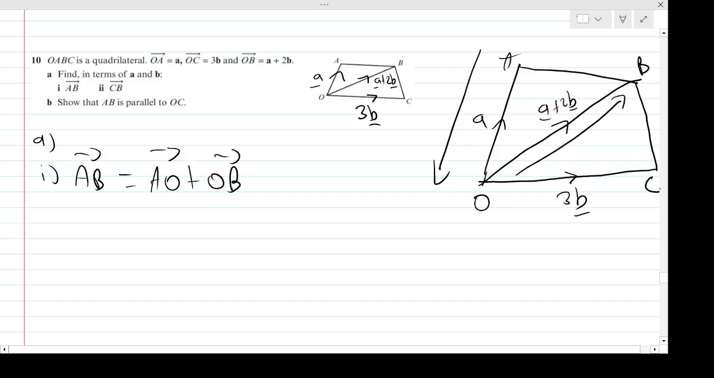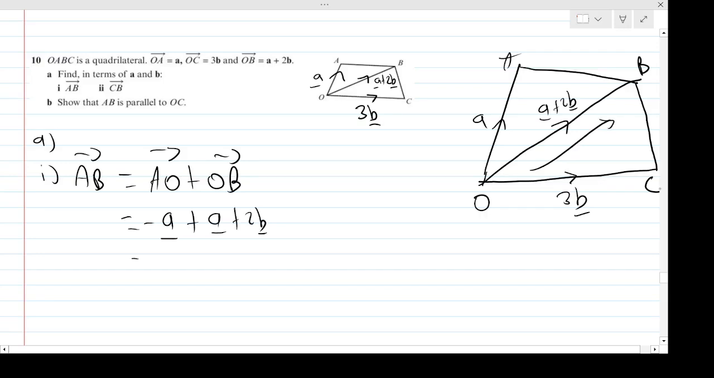But again, O to A is positive A, but I want to go the other way from A to O. So I need to negate it, so it'd be negative A. Then O to B, well, we're given O to B. That way is just A and 2B. And so then I can add the same vector. So then minus A and A is just 0A, so no A's, so we're left with 2B. And that is my vector.